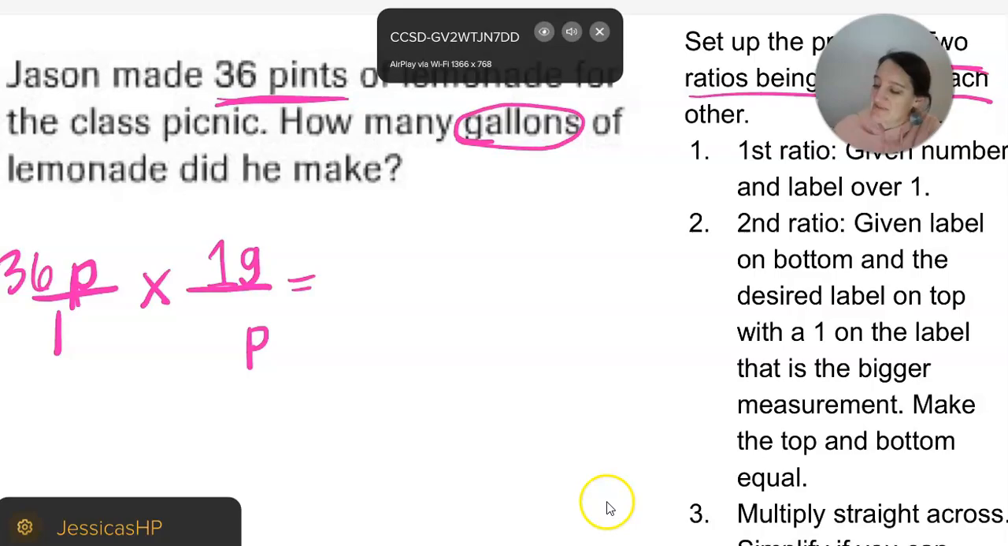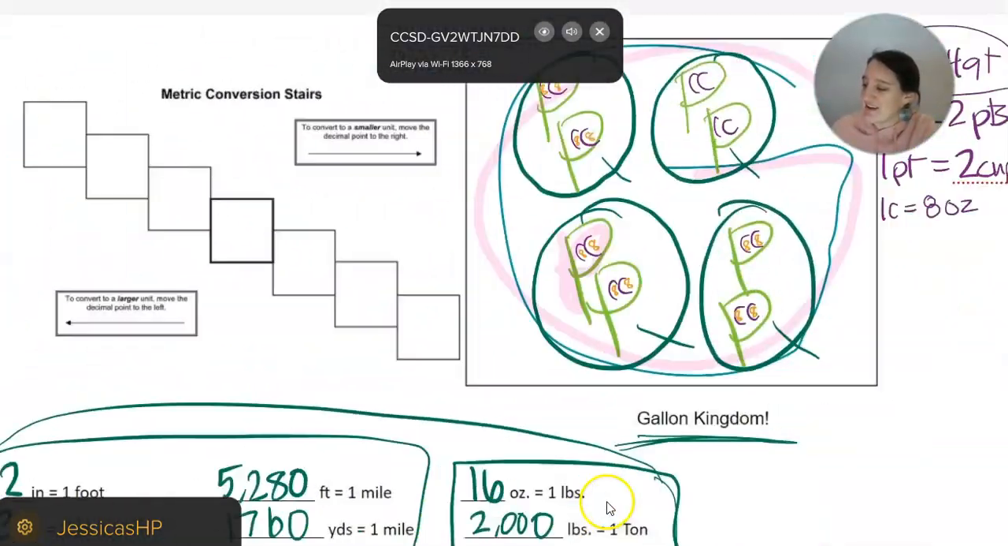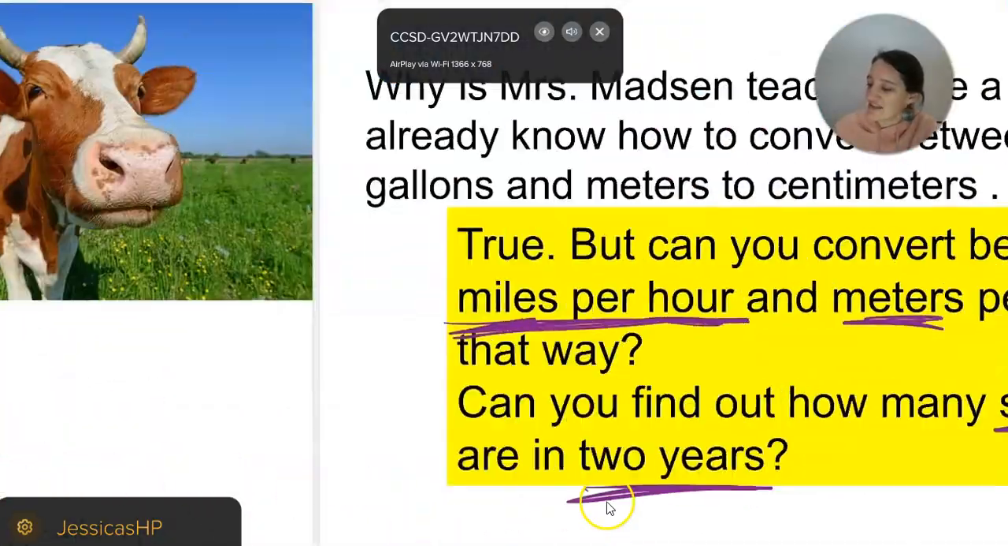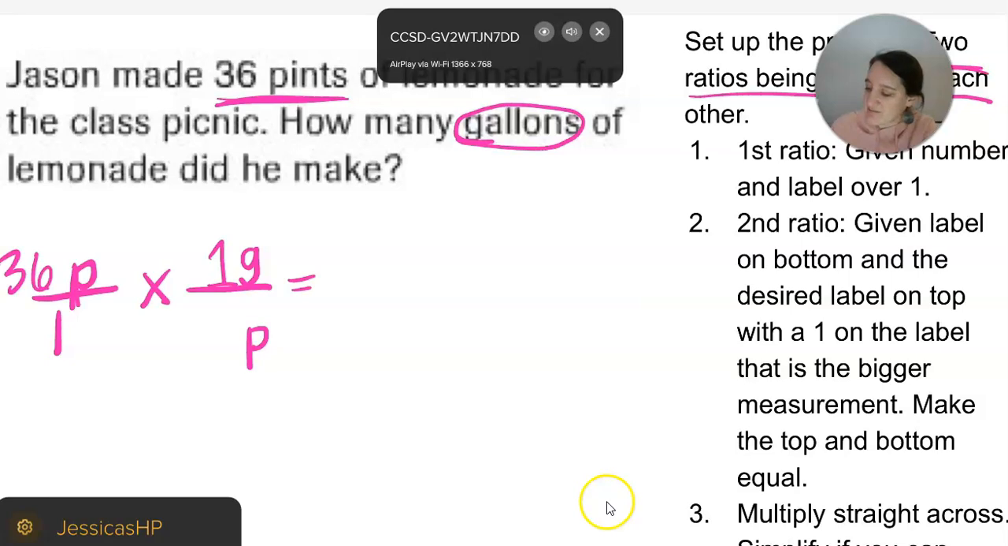So how many pints are in a gallon? Oh, why didn't I check that? 1, 2, 3, 4, 5, 6, 7, 8. There are 8 pints in 1 gallon. So put the 8 there. Now we're just going to simplify, multiplying straight across. Cancel out the P's.